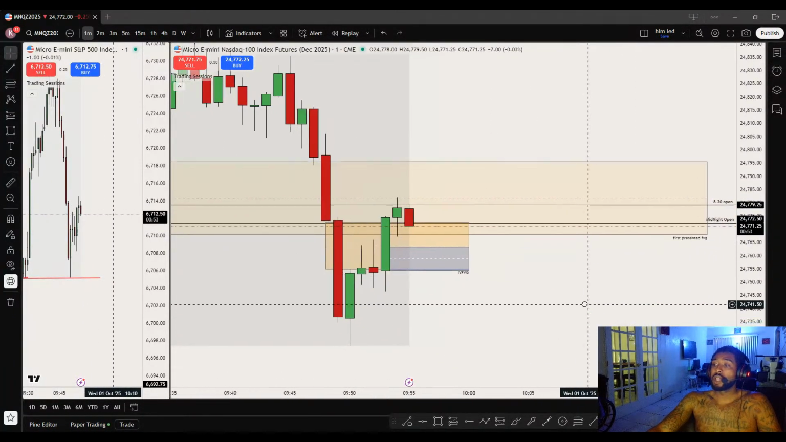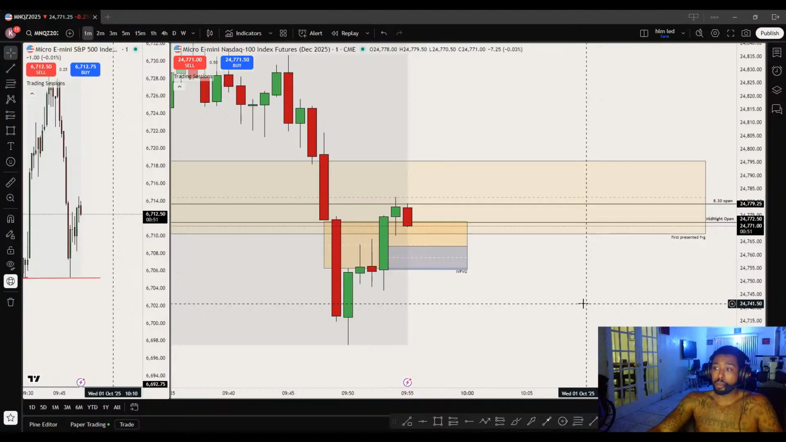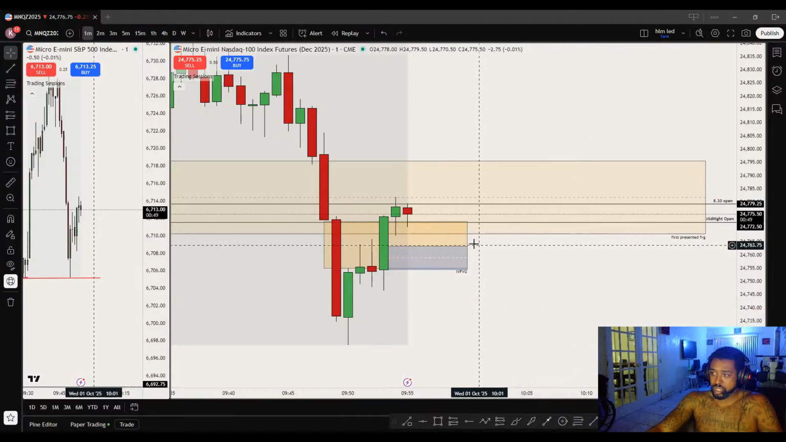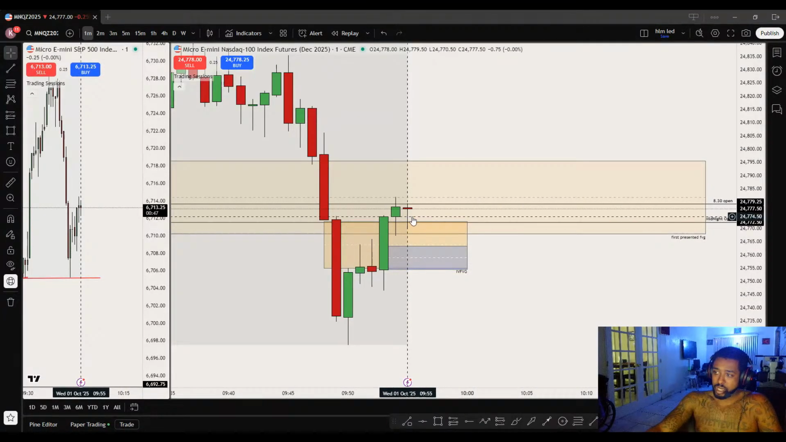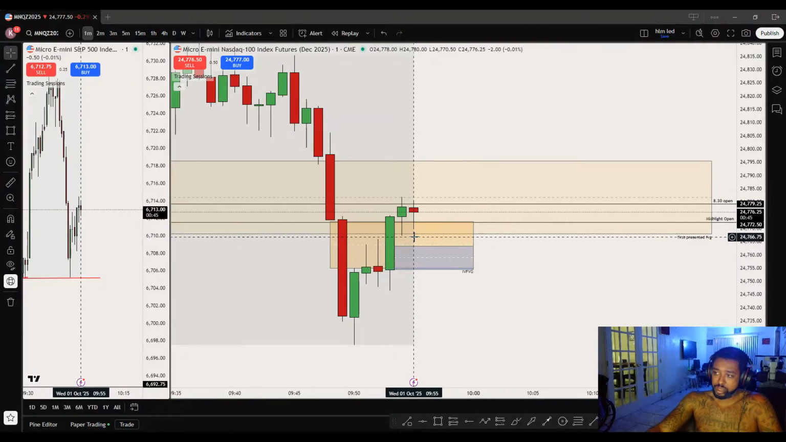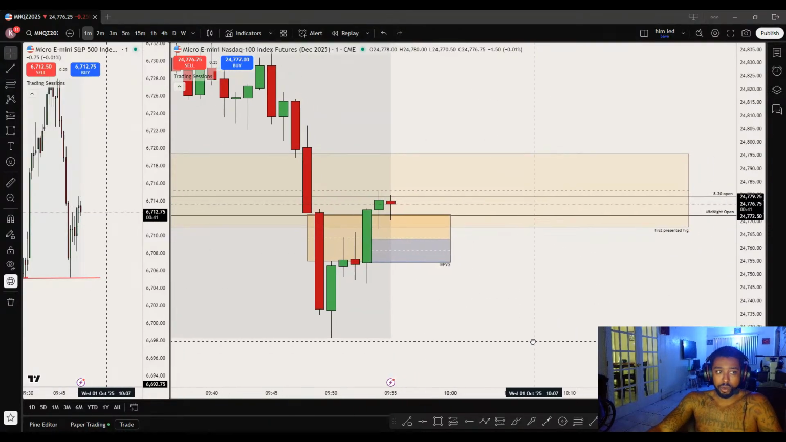Also, I want to see a down close candle, because I use down close candles to support price higher when I'm bullish. So you see, I want to see it. You see how it's retesting? This is a retest. It's testing the zone. That's what we're looking for.